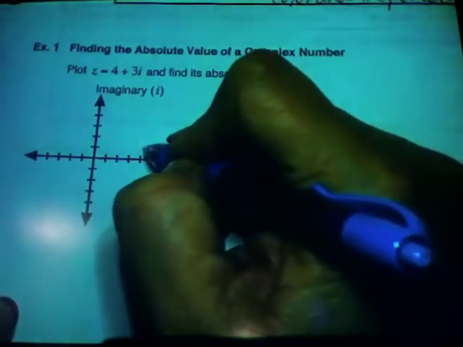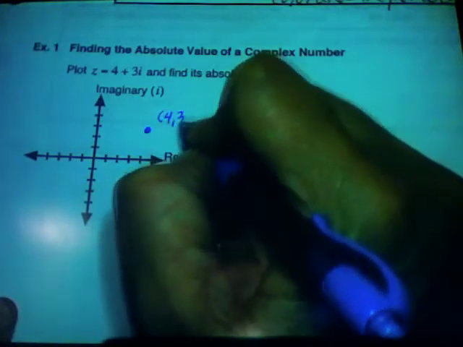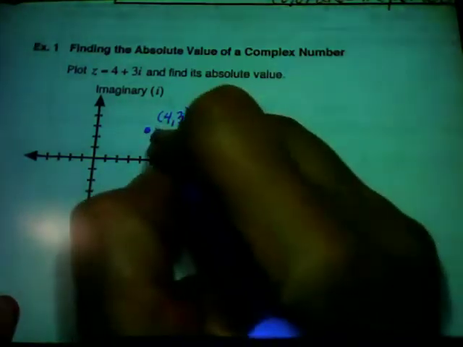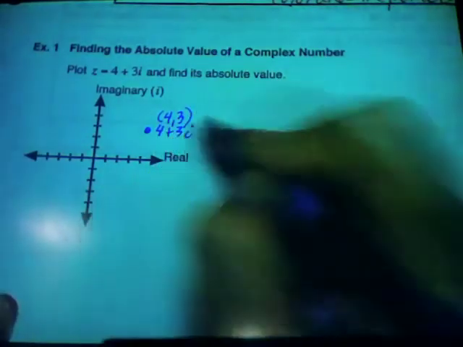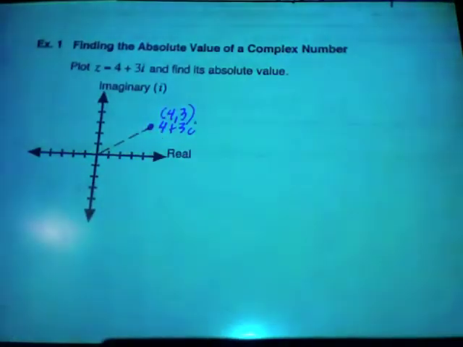All right, so example 1. You are to plot 4 plus 3i and then find its absolute value. So let's go ahead and plot it. The x value is 4, so to the right 4 and up 3. So this is (4, 3), or 4 plus 3i. And when we find the absolute value, we're really finding this distance, and distance is always positive, so that's why we want a positive number right there.